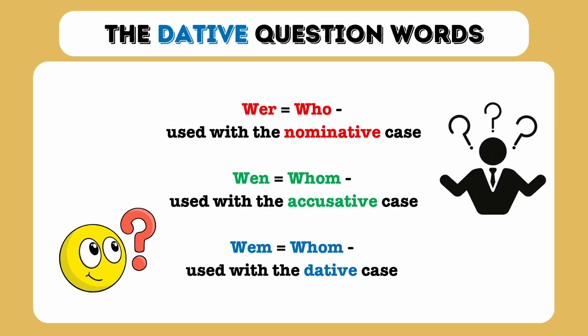There is a third question word that we use for people, and that is wem. Wem is basically the dative version of wer and wen. Wer is nominative, meaning who. Wen is accusative and means whom. And there is a second whom, which is wem, and that one is used for the dative case. You can use this as an object of a preposition, or as the object of a dative verb, or as an indirect object. But all of this is to say we're asking about a person that is going to be used in the dative case when we answer the question.